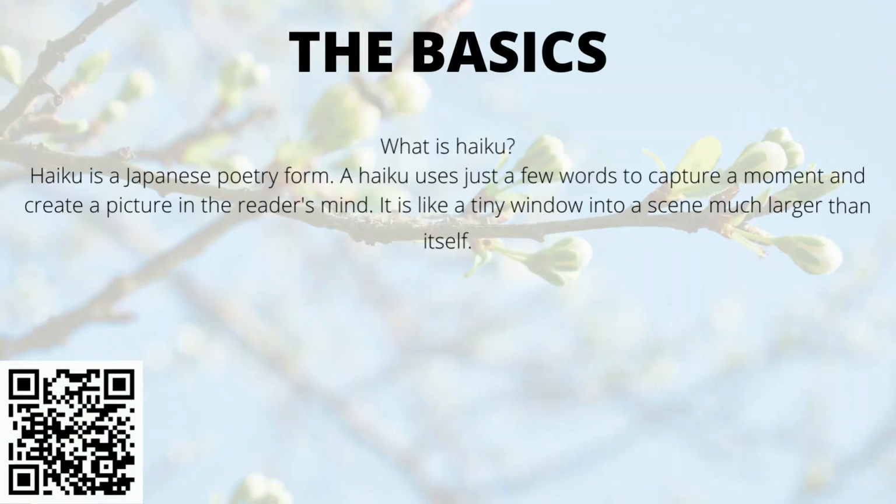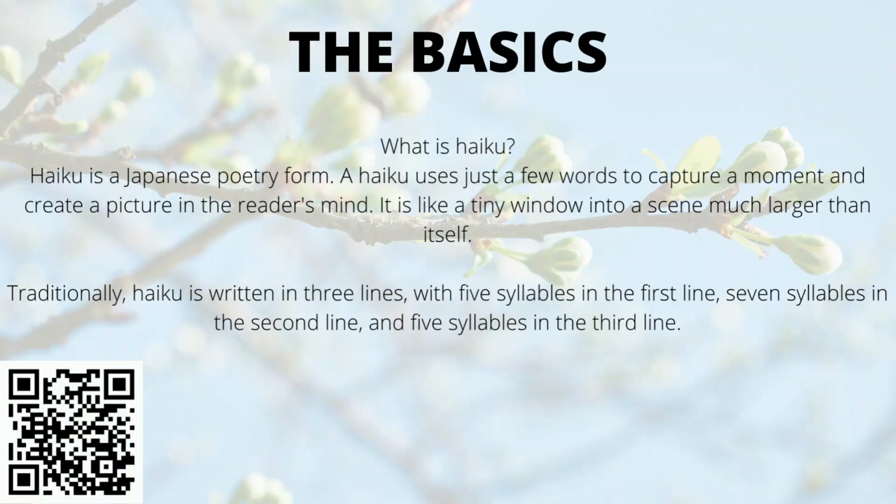What is haiku? Haiku is a Japanese poetry form. A haiku just uses a few words to capture a moment and create a picture in the reader's mind. It is like a tiny window into a scene much larger than itself. Traditionally, haiku is written in 3 lines, with 5 syllables in the first line, 7 syllables in the middle line, and 5 more syllables in the concluding line.